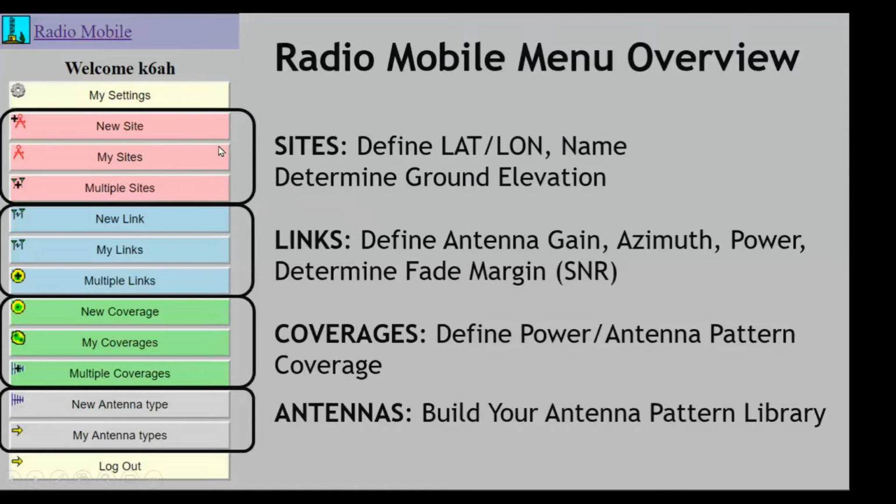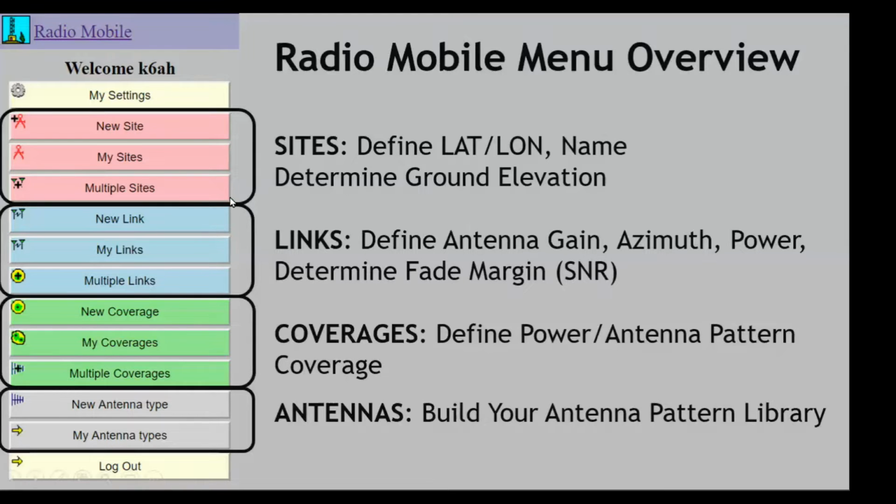But the red area for sites, this is an area where you define the location of where you're going to have your radios, your AREDN nodes. And you define things like the lat and lon. Actually, more easily, you locate them on the map, and it computes the latitude and longitude of where you drop the pin. You name the site for future reference, and it determines for you the elevation above sea level that pin is placed.